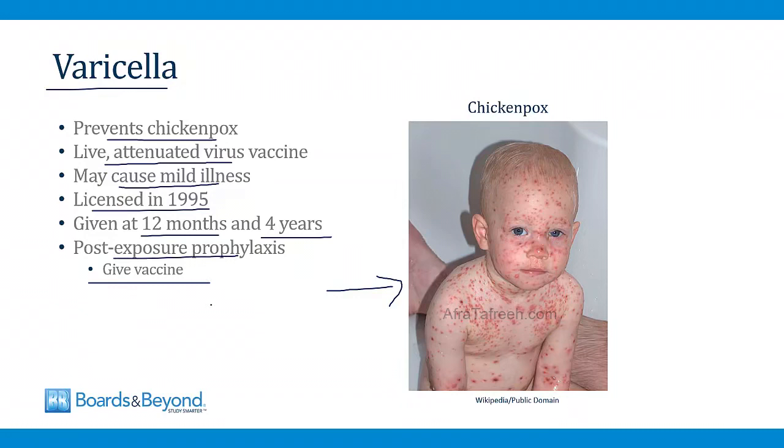If a child before 12 months of age is exposed to a person with varicella, they should get their first dose early. If a child is between 12 months and 4 years and hasn't received the second dose and they're exposed to a person with varicella, then they should get the second dose early. Once they've had 2 dosages, they're considered to be immune and there's no need for any post-exposure prophylaxis.